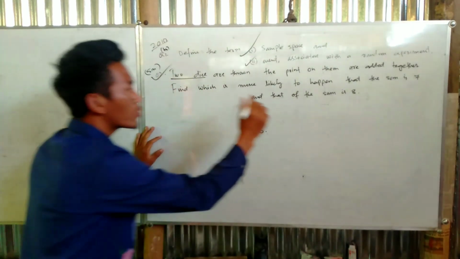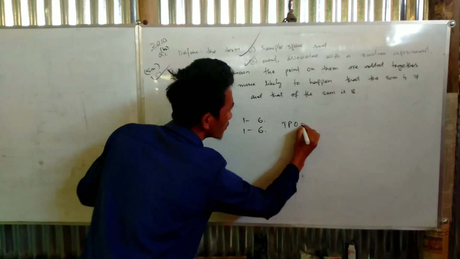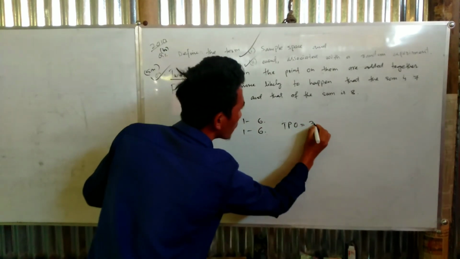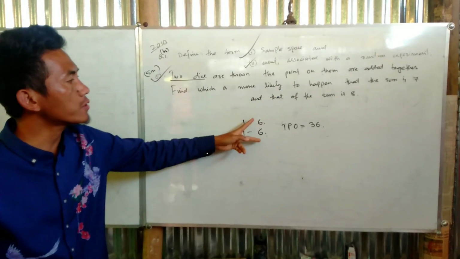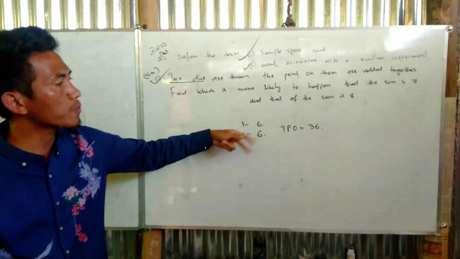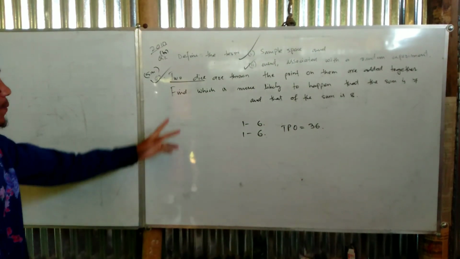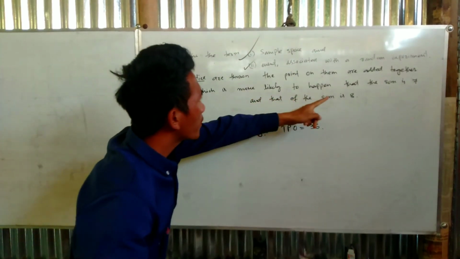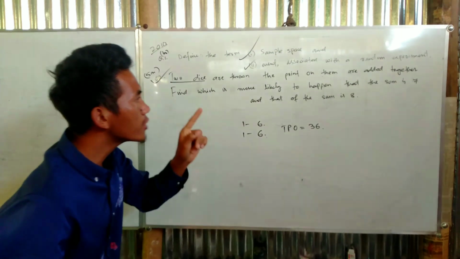How many total possible outcomes are there? If a die contains 6 faces, you have to multiply 6 by 6 and get the total possible outcomes, 36. Now find which is more likely to happen, that the sum is 7 or that the sum is 8.